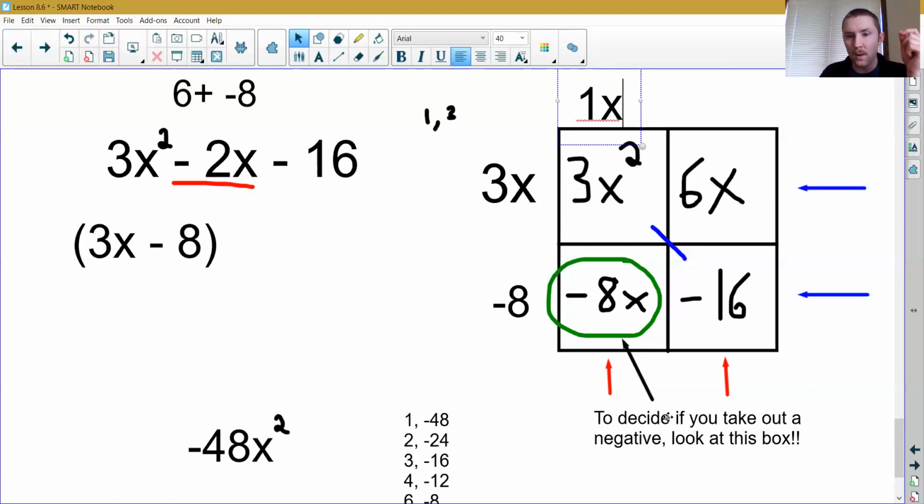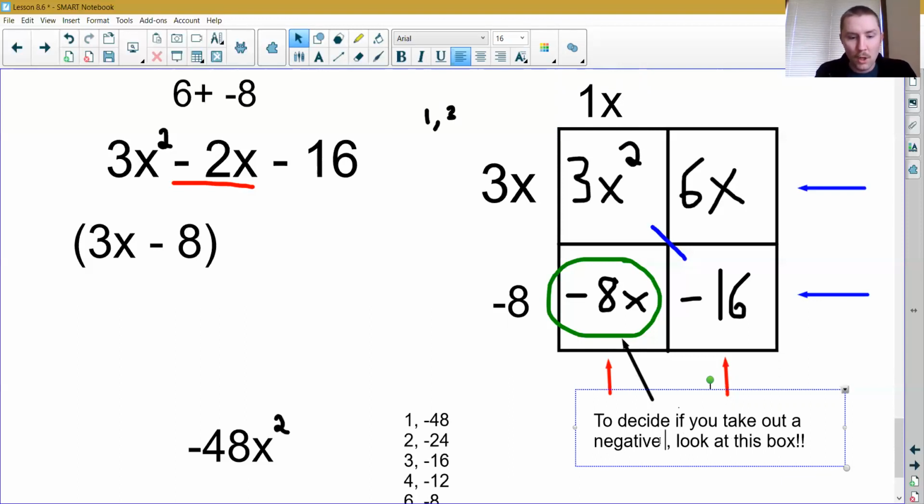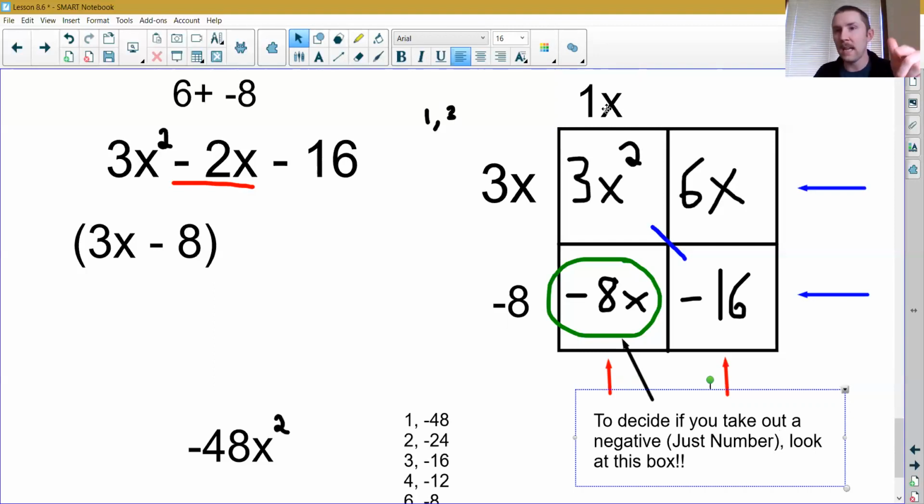So when we decide whether to take out a negative, just a number, a negative number, we never take out a negative x, okay? This piece never becomes negative. You understand? I feel like I've hammered that home well enough at this point. Don't ever make the x's negative for any reason at all, okay? So we're taking out a 1x.